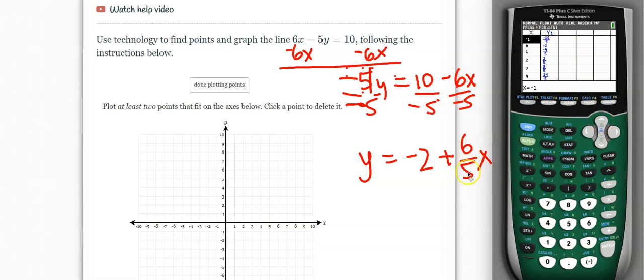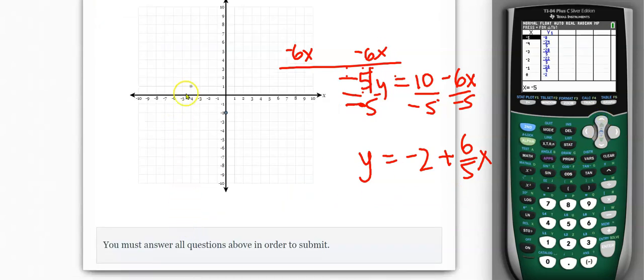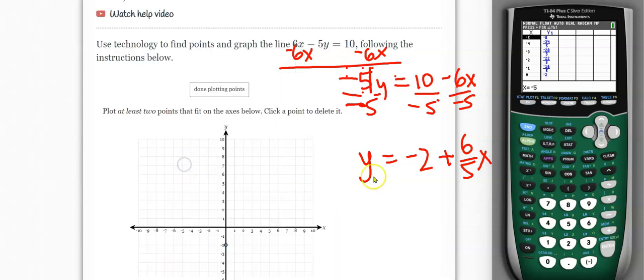And since I'm multiplying by something in the fifths, I would choose values for x that were multiples of 5. So let's see, 0, negative 2. I'm going to go to negative 5. Let's see what I get. Negative 8, so negative 5, negative 8. And now I'm going to go down to positive 5. Let's see what we get. Positive 5, 4.